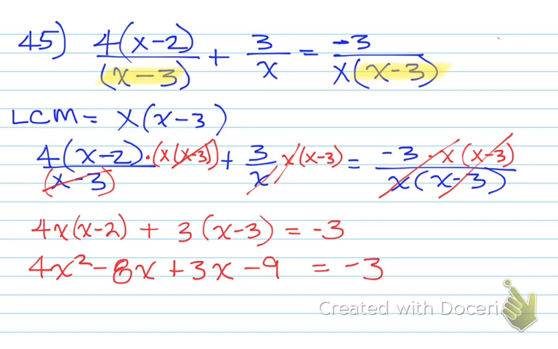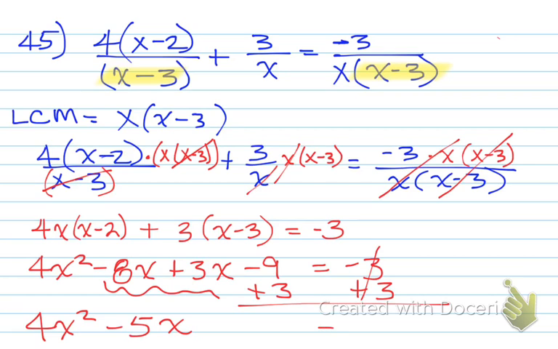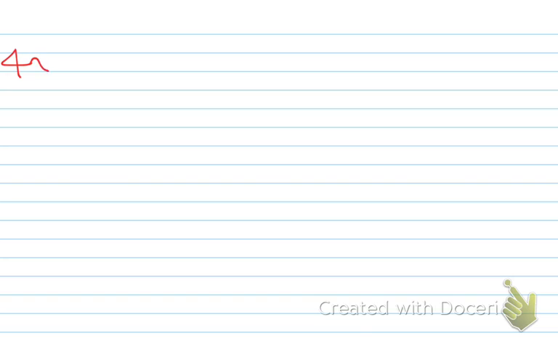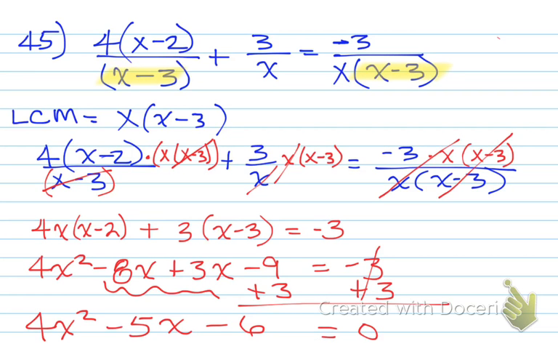Notice that I have some terms that I can combine, and I also need to move the negative 3 over to the polynomial side and do that algebraically. So we'll let this play out right here. We combine the negative 8x plus 3x. We add the 3 back to the other side. Now I have a quadratic trinomial set equal to 0.